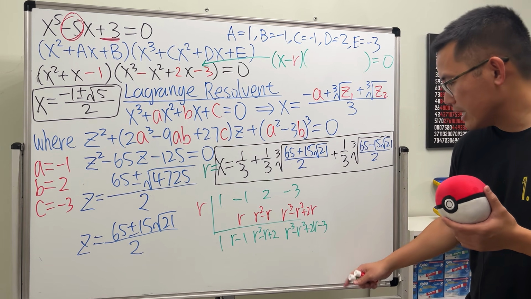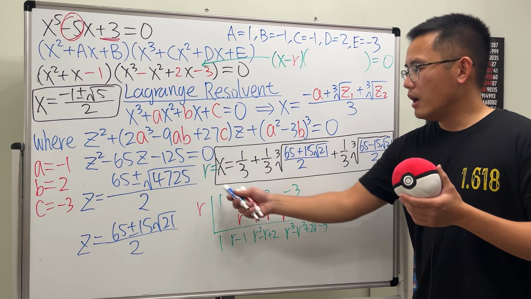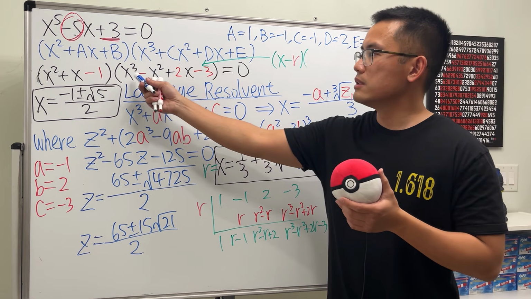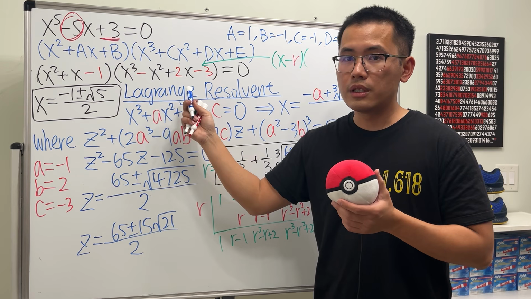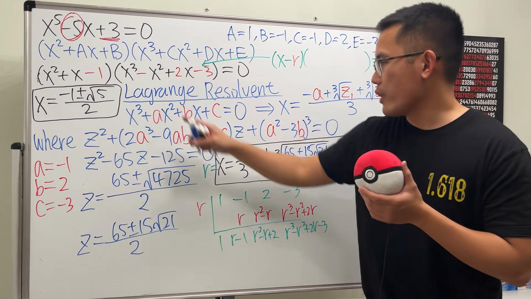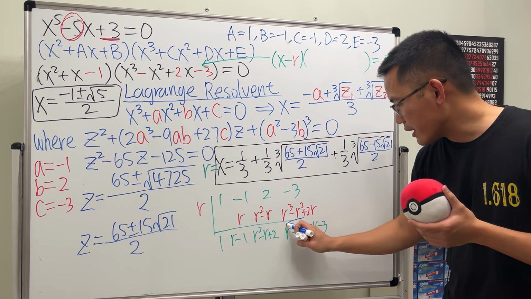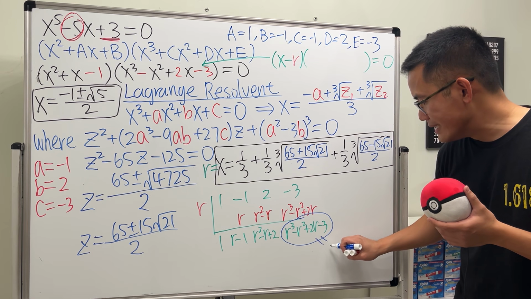But guess what? This part is actually very nice, because what's r? R is the solution to this cubic equation. And you see, we have r to the third power minus r squared plus 2r minus 3. So that means this right here must be equal to 0.